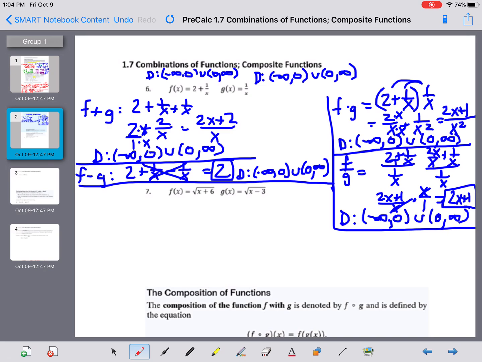All right, number 7 here. Let's start with just finding the domains of these. So the domain of the first one, f of x, I need to make sure x plus 6 is greater than or equal to 0. So x needs to be greater than or equal to negative 6. Okay, so that gives me a domain of negative infinity to negative 6, and then in union with 6 to infinity. Okay, on the g, x minus 3 needs to be greater than or equal to 0, which means x needs to be greater than or equal to 3, and I get negative infinity to 3 in union with 3 to infinity.